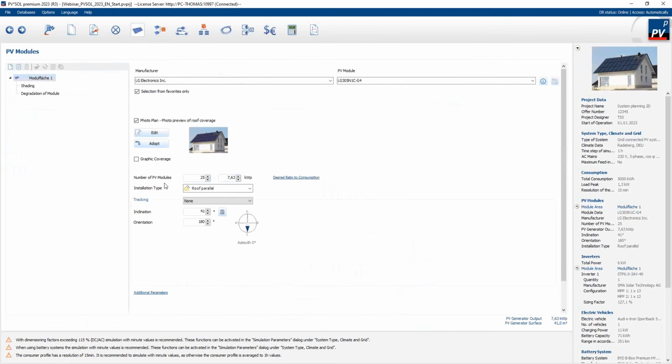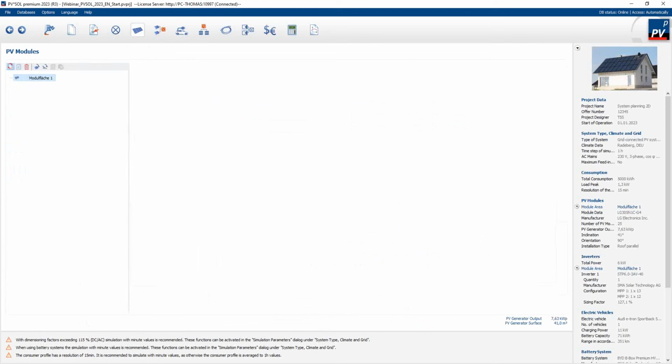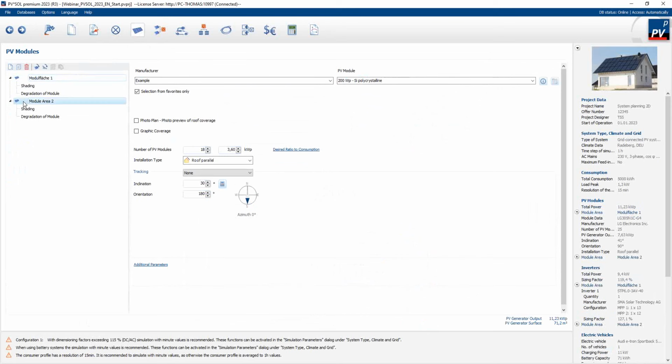I promised you that there are 2 different ways to determine the number of modules on an object. The photo plan we have already shown, and now we come to the roof overview or roof view. And therefore we have to define a new module area here. So select new, and we have a second one here. Click on this module area.